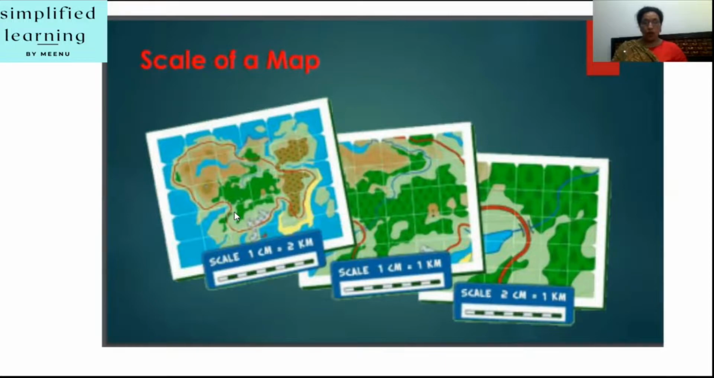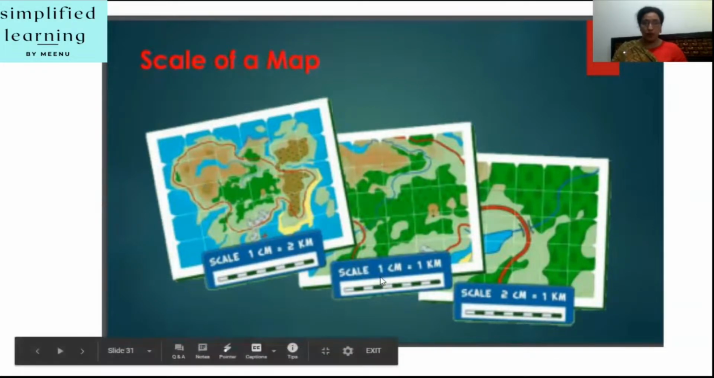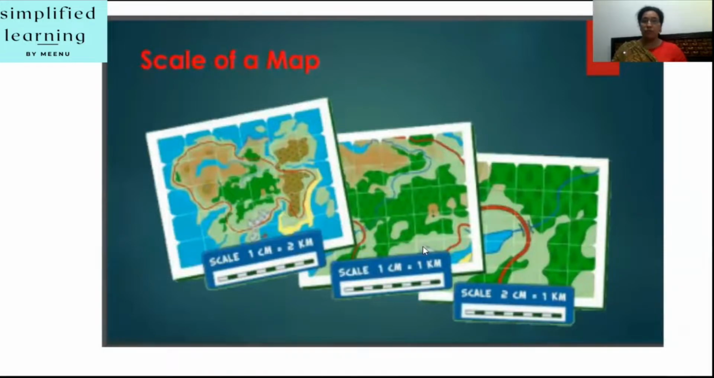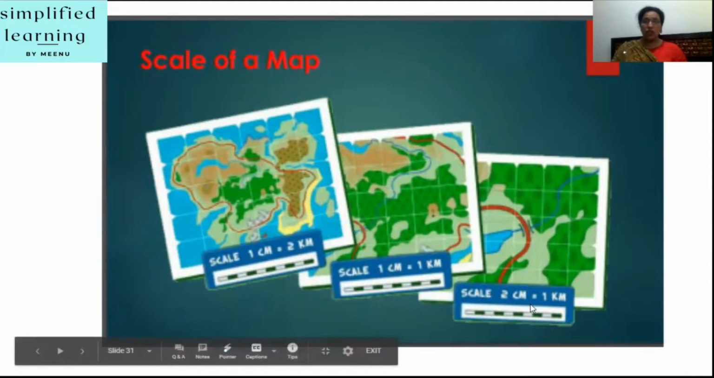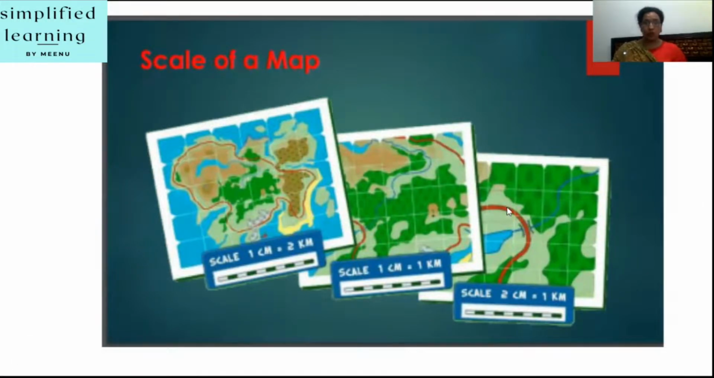Okay, so here it means 1 centimeter on the map is equal to 2 kilometers on the ground. So it is given in the form of a statement. So here also 1 centimeter on the map is equal to 1 kilometer on the ground. Here 2 centimeter on the map is equal to 1 kilometer on the ground. It means the smaller unit is for the map, and the larger unit is for the land or the ground.